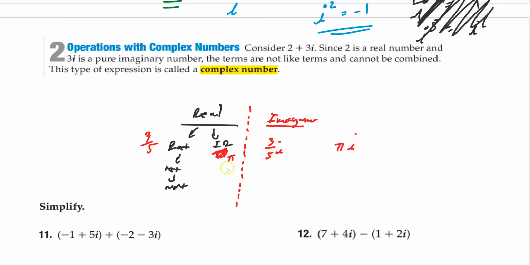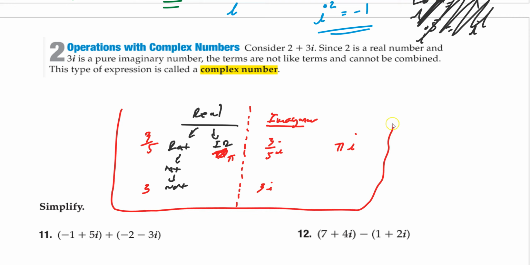So imaginary numbers are just as big as real numbers. They're like the same size. You get any number over here, a natural number like 3, put an i on it, boom, it's imaginary. So these are the exact same size. All imaginary numbers are the real number with an i next to it.